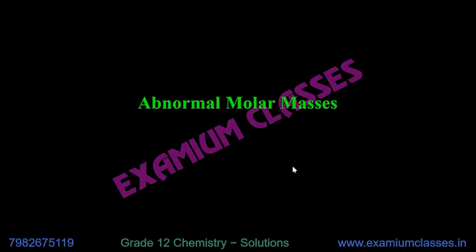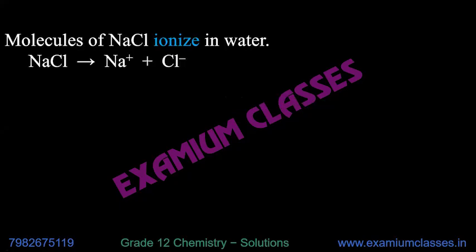Abnormal molar masses. Why abnormal molar masses? Because of dissociation or association of compounds in some solvents. The reason is dissociation or association. Suppose we say a molecule of NaCl and we dissolve it into water.